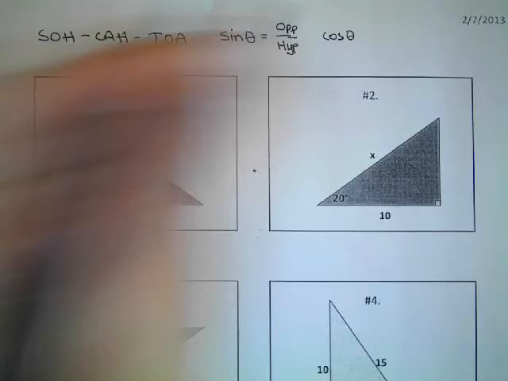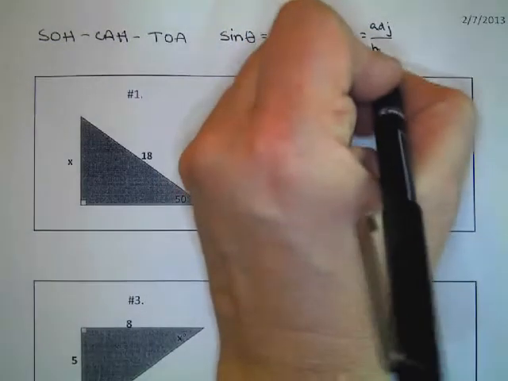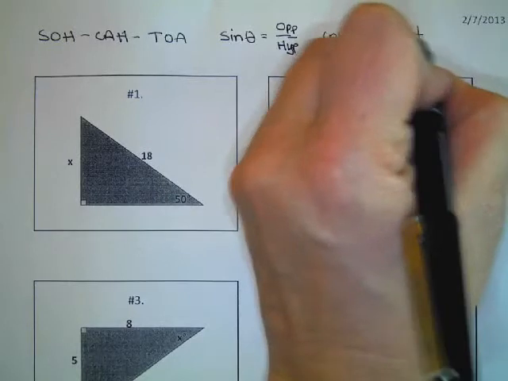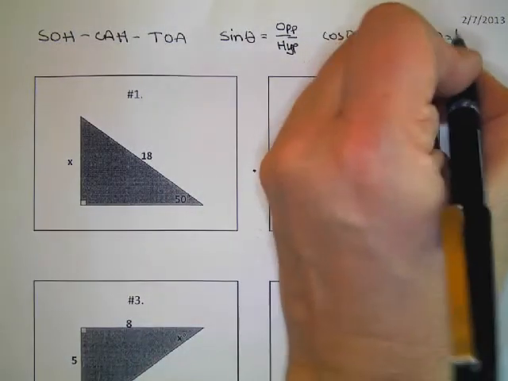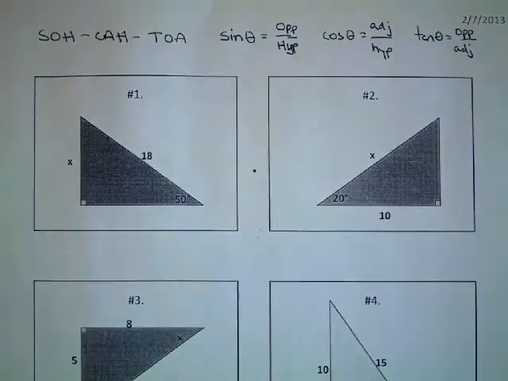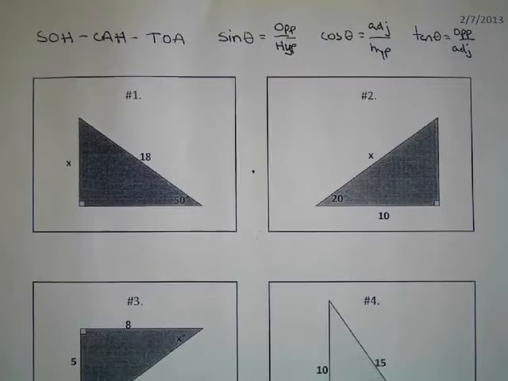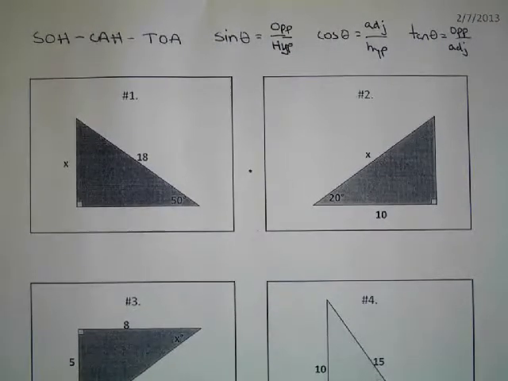Cosine is A over H, adjacent over hypotenuse, and tangent of your angle is opposite over adjacent. So the crucial part of this worksheet and these examples is remembering to, first of all, start at the angle and then determine opposite, adjacent, hypotenuse from there.